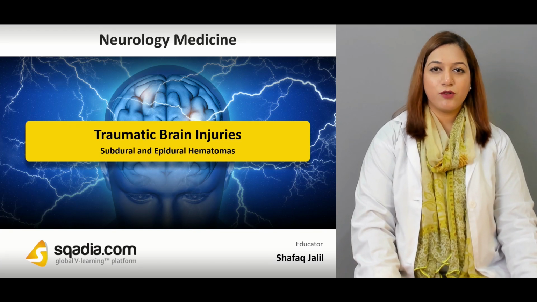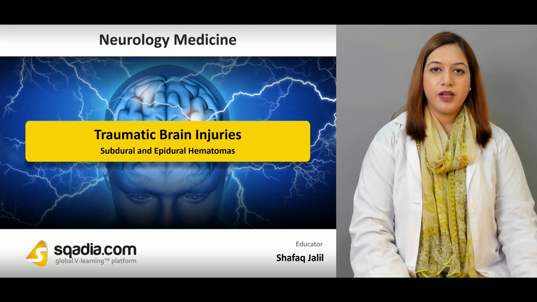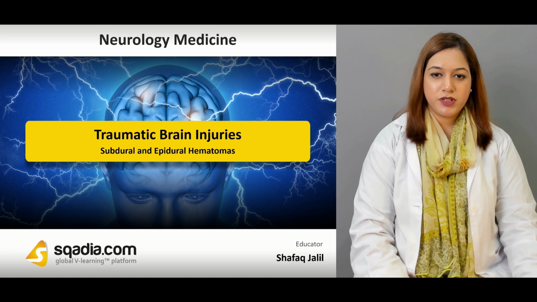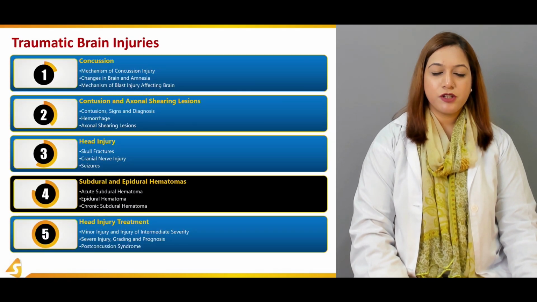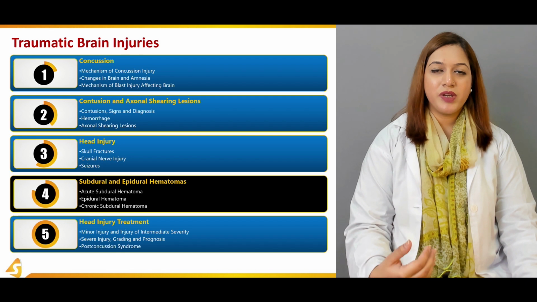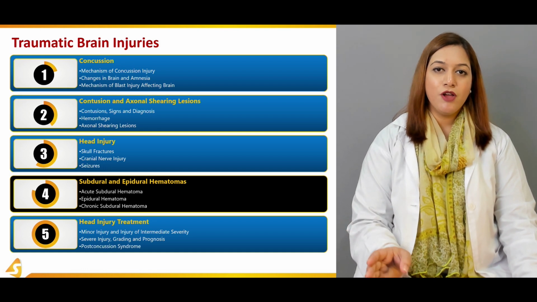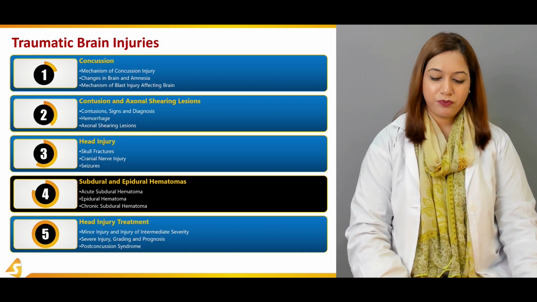So this is the fourth section of our lecture, and we are going to discuss subdural and epidural hematomas caused by traumatic brain injuries. In this section, we will talk about acute subdural hematoma, epidural hematoma, and chronic subdural hematoma. We will see how we can differentiate an acute subdural hematoma from a chronic one, and how we can differentiate a subdural hematoma from an epidural hematoma.